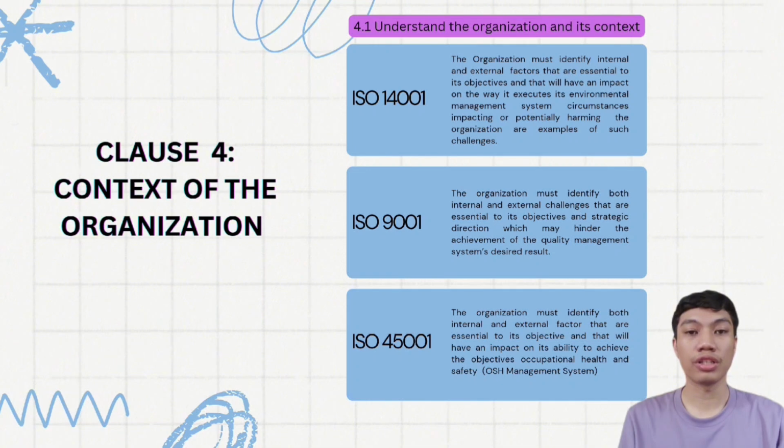For ISO 9001, the organization must identify both internal and external challenges that are essential to its objective and strategic direction, which may hinder the achievement of the quality management system's desired result. For ISO 45001, the organization must identify both internal and external factors that are essential to its objective and that will have an impact on its ability to achieve the objective of the occupational health and safety, which is OSH, management system.